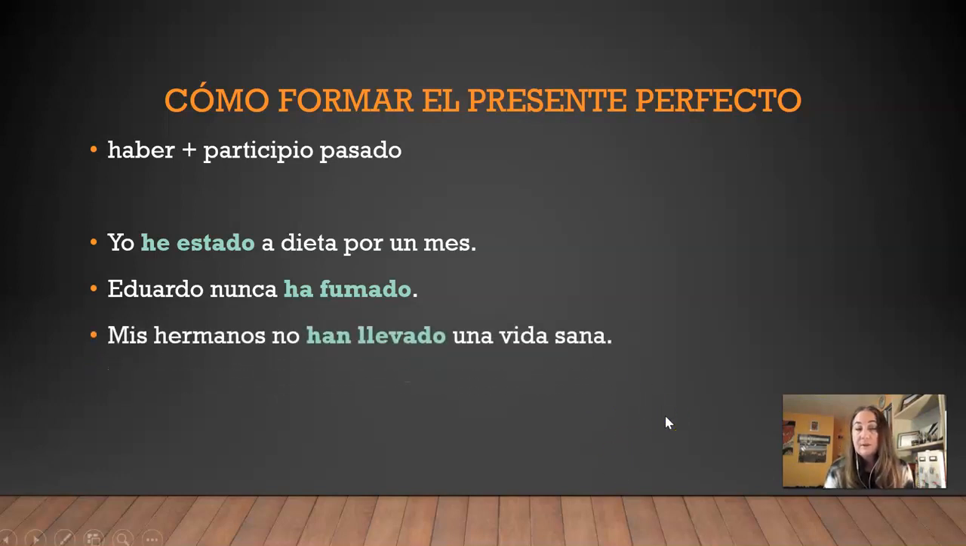Mis hermanos no han llevado una vida sana. The same thing happens with no, with negative sentences using the present perfect. The no goes before the form of haber because, again, we don't split up the form of haber and the past participle. ¿Te has calentado bien? And here we see it yet again. We don't split up the form of haber and the past participle. So if we have a reflexive verb like calentarse, we have to move that reflexive pronoun in front of the conjugated verb, which is haber in this case, the form of haber.